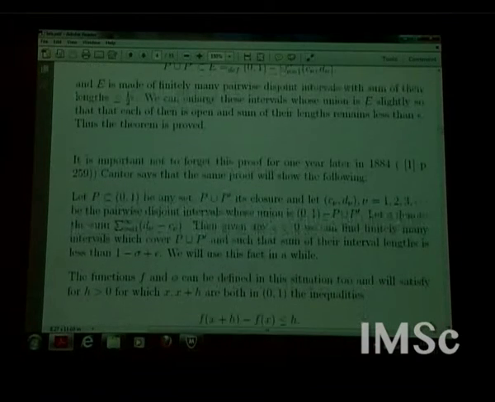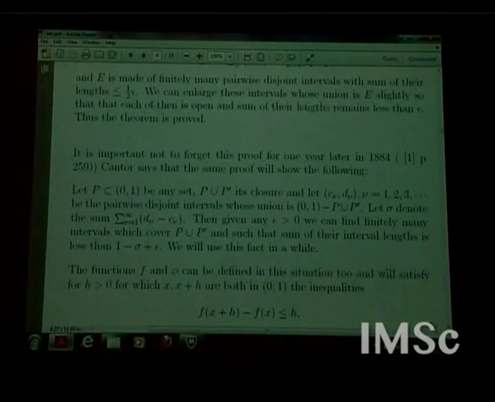Then, given any epsilon, this is essentially proving that any closed bounded set is outer limit measurable, because 1 minus sigma is its inner measure. And he says, given any epsilon, we can find finitely many intervals covering P union P prime. So let us take the closed set P union P prime. The sum of the lengths of these intervals is less than 1 minus sigma plus epsilon.